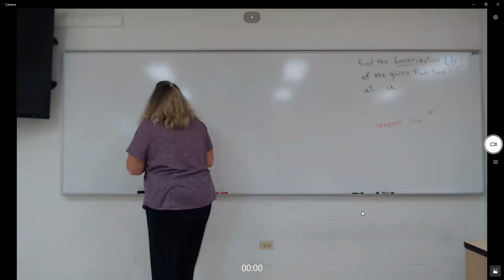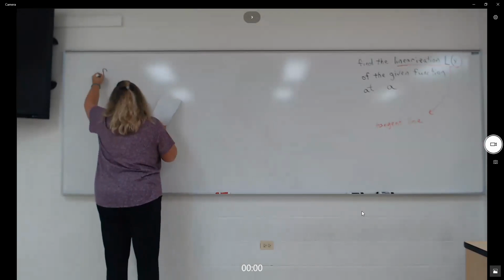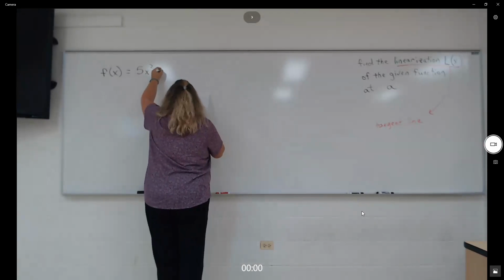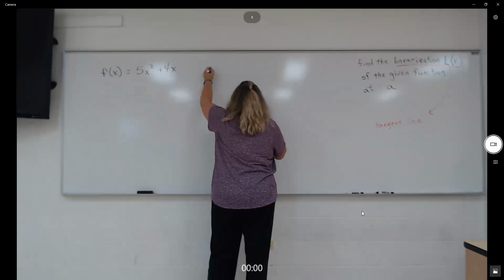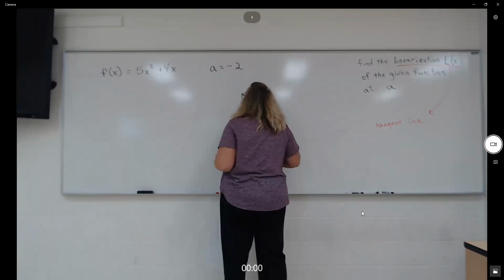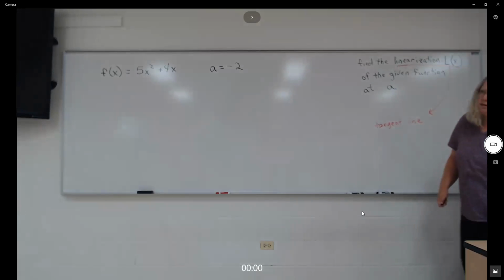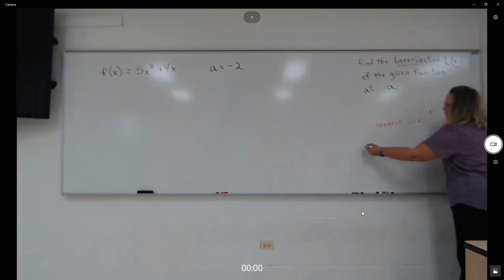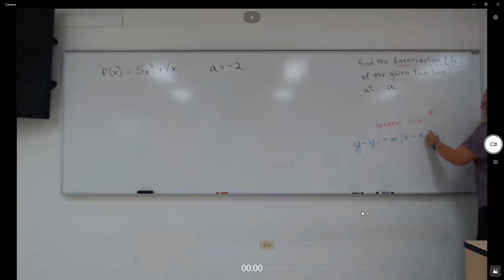Okay, so let's look at our function. And I kept it just as a parabola. I think on the homework it does go x to the fourth, but that's okay. f of x equals 5x squared plus 4x. And we're doing stuff when A is -2. All right, so whether it's a tangent line or linearization, something we're going to use to approximate some stuff, same line, and it all goes back to y minus y1 equals m times x minus x1.